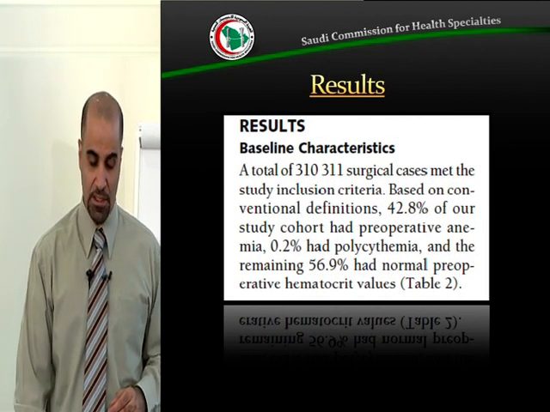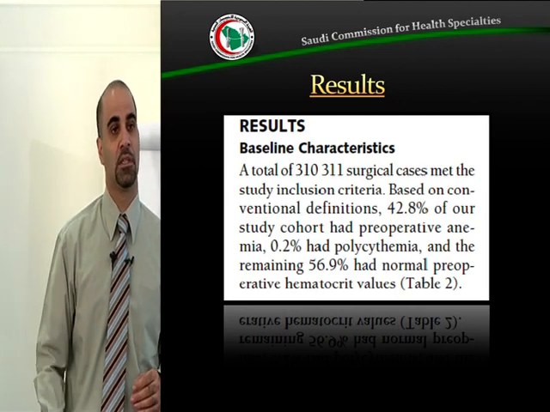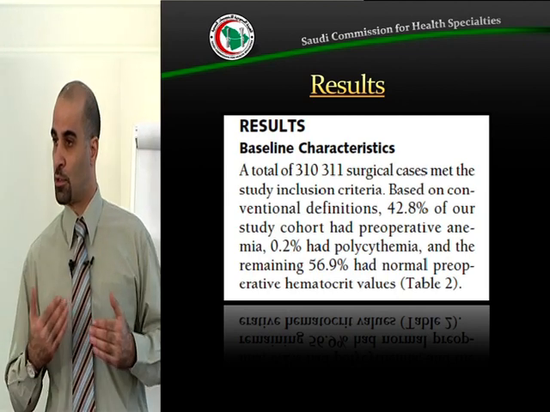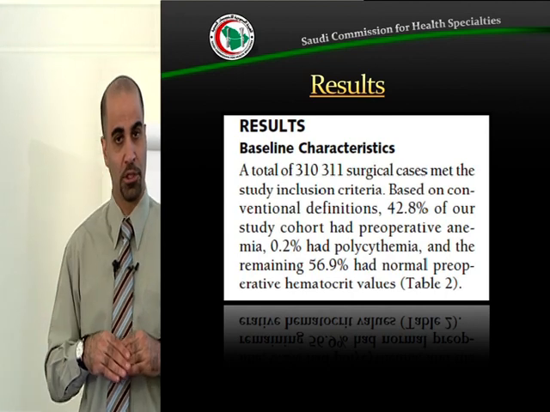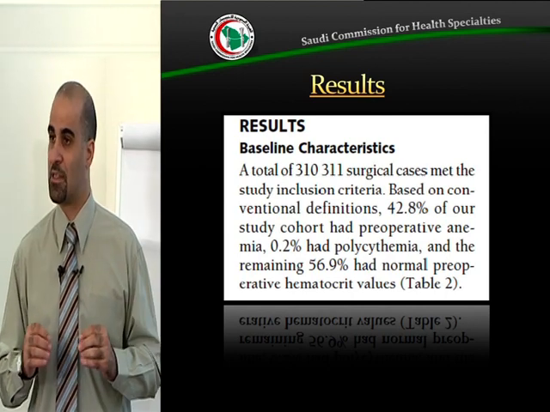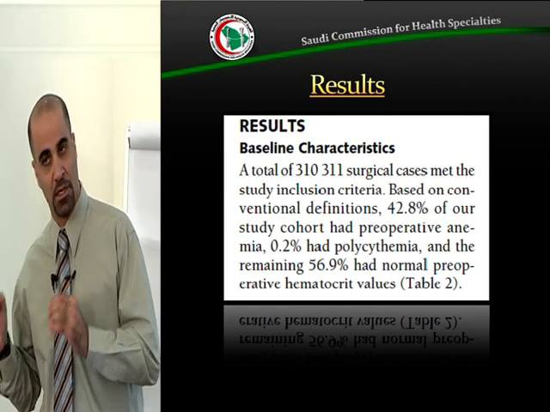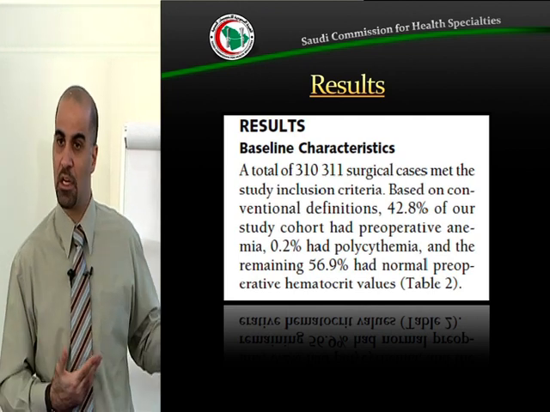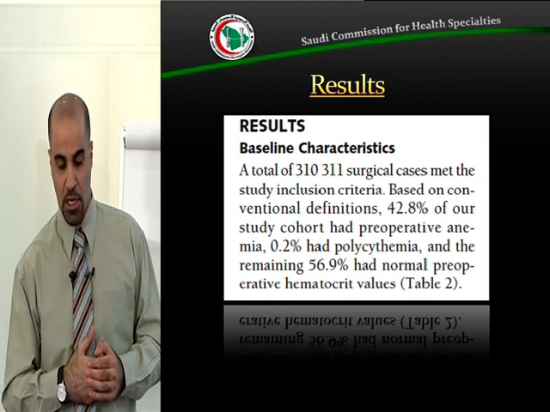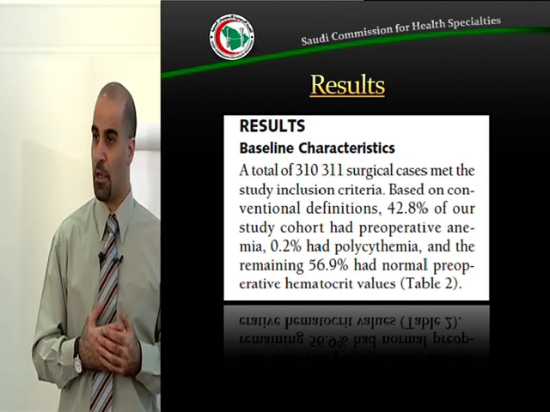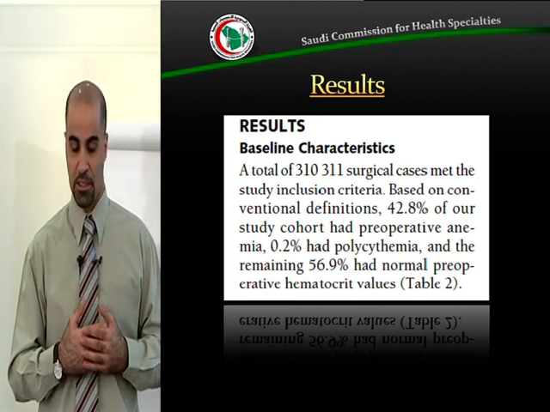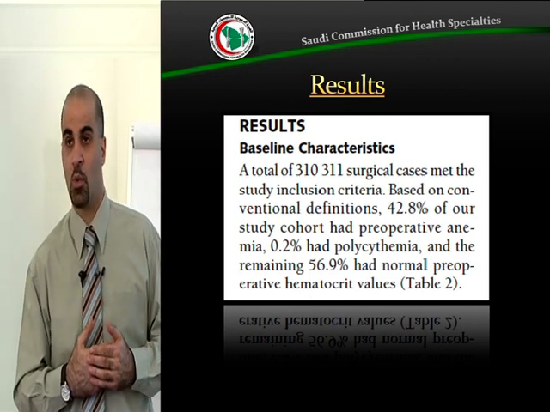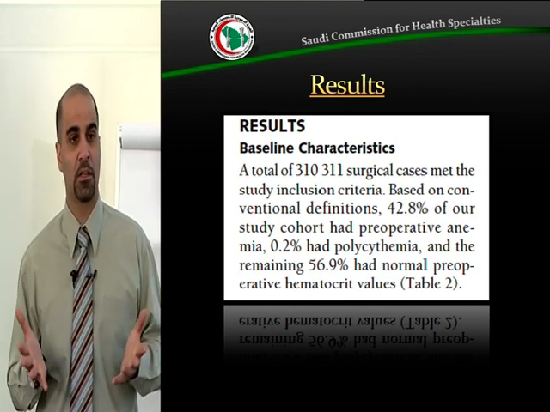Now, the results is where the authors summarize their findings. So far, we have talked about the introduction, the background, what's known, what's the gap, the objective, what needs to be done, the methodology, how it was done, and now the results, what was found. So the results section is very important for you as a reader and as a researcher to identify what was found.